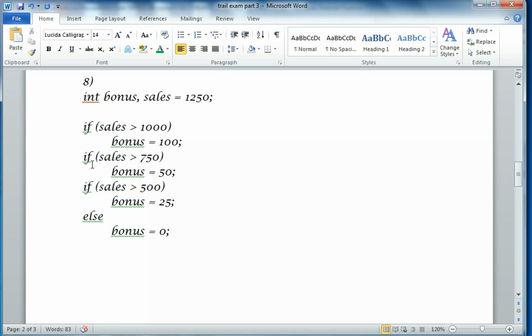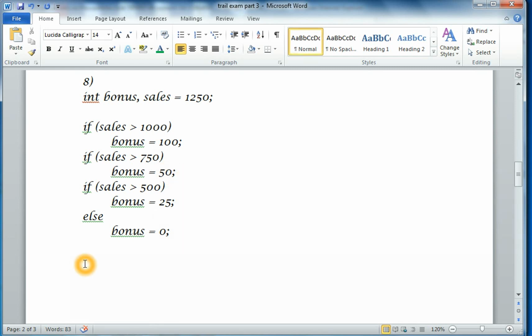But then when it goes on with this statement, is sales greater than 750? It still is greater than 750. 1250 is greater than 750. So the bonus will now become 50. It won't add. Some of you have noticed that they actually went 100 and they added another 50, made it 150. It's not. It didn't say bonus is equal to bonus plus 50. It actually says bonus becomes 50. So it erases whatever was in memory before, which is 100, and it stores 50 in its place.